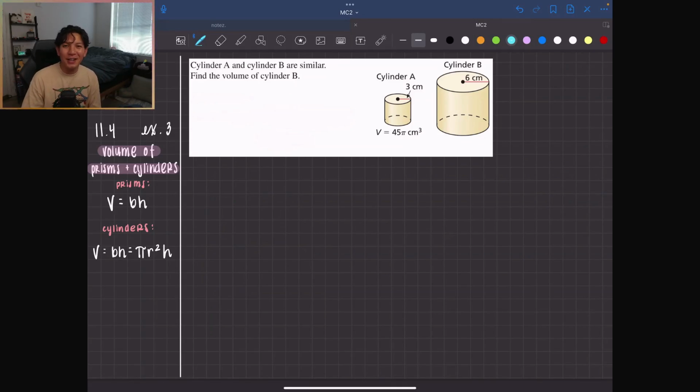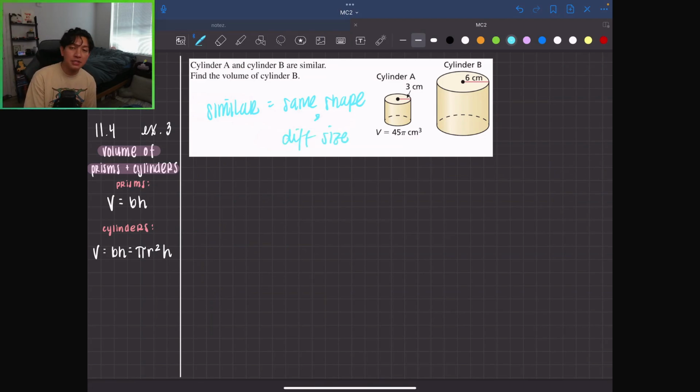All right, let's go ahead and work with some similar cylinders. This works for any similar 3D shapes. In this case, we're working with cylinders, okay? Remember, what is something that is similar? Something that is similar means that it is the same shape, but a different size.